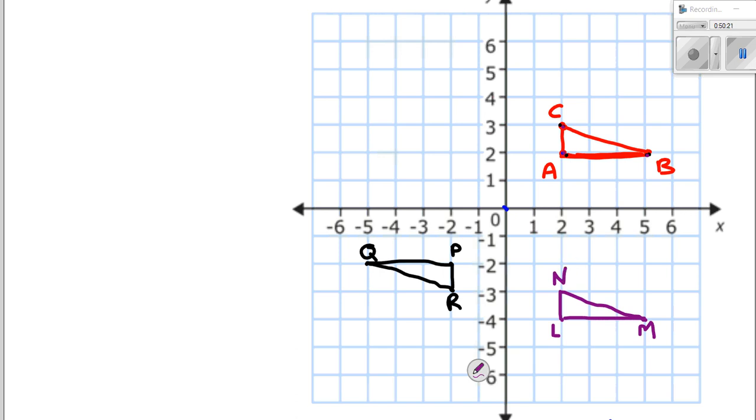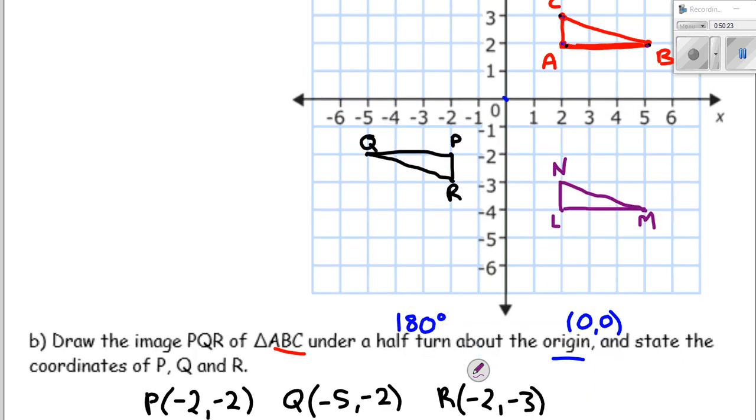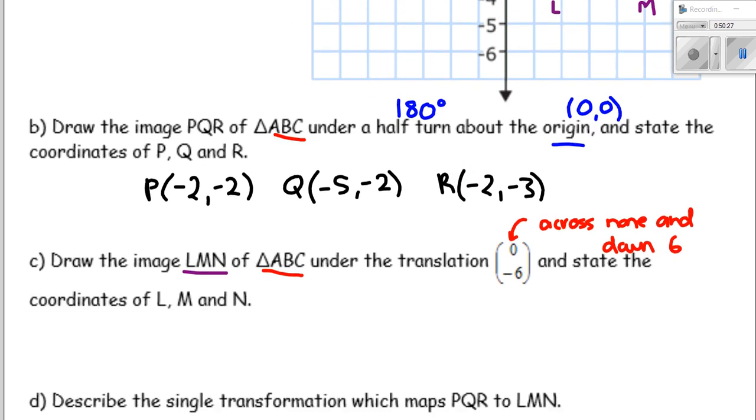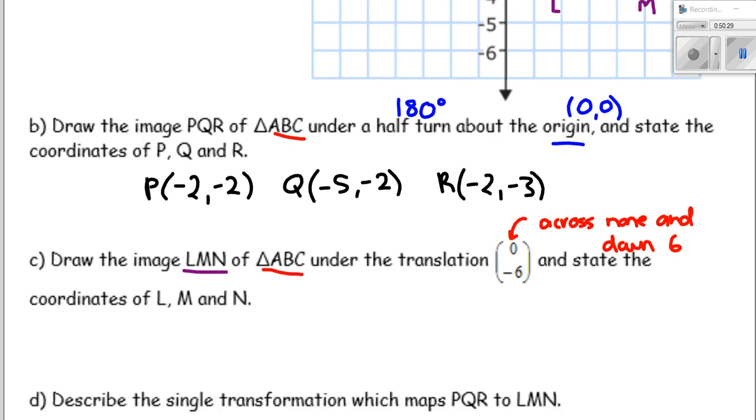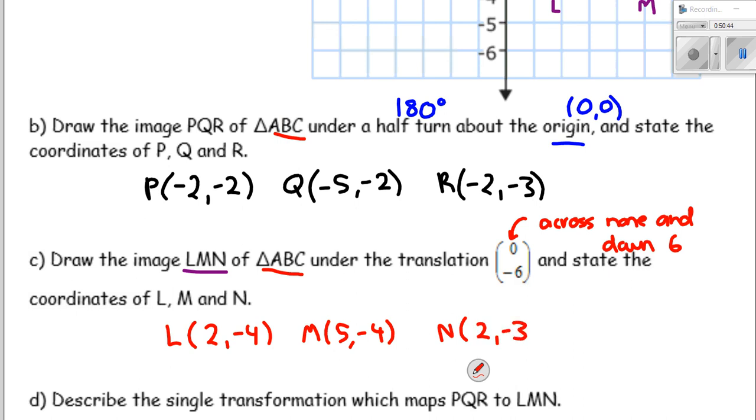And we need to state the coordinates. So let's see, what's the coordinates of L? It is 2, -4. L is 2, -4. What is M? And so it's 5, -4. And N is 2, -3. That's what we're asked to do.